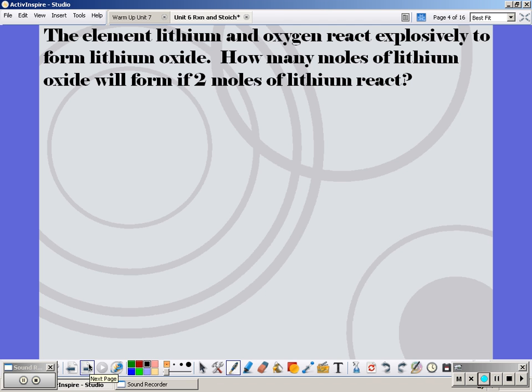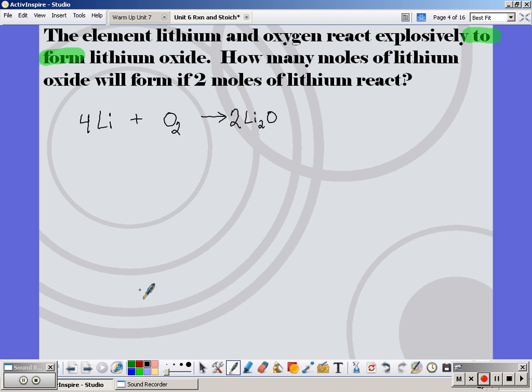So the elements lithium and oxygen react explosively to form. Because we have the words "to form," I know that all of my compounds coming before that would be my reactants. Lithium, and means plus, oxygen. Now lithium is not one of our 7 diatomics, but oxygen is, so I'm going to need to put an O2. They react explosively to form lithium oxide. So if I cross my charges, lithium oxide is Li2O. So I'll need to balance it. 2 oxygens, 1 oxygen. It gives me 4 lithium, so I'll need a 4 over there.